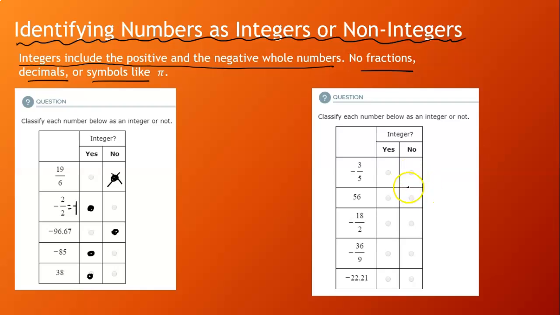You pause the video and try this problem on your own. You should have said no, because that does not reduce to a whole number. Yes for 56. Yes for -18/2, because that reduces to -9. Yes for -36/9, because that reduces to -4. And no, because that's a decimal.